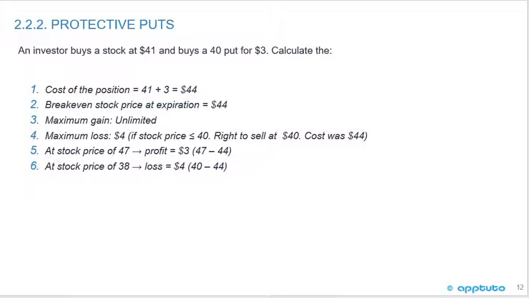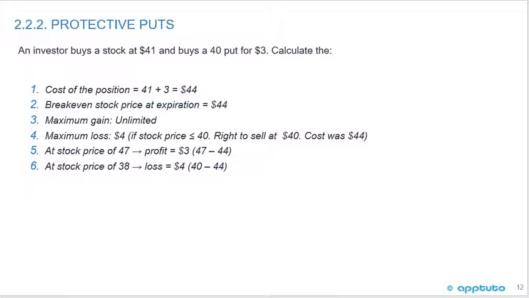I bought the stock, okay? I have the right to sell it, not the obligation to. So again, it's no different than owning the stock. The maximum loss is the $4 if the stock price is below 40, because I have the right to sell at 40 and my cost was 44. So you can see I've protected my downside to a maximum loss of $4.